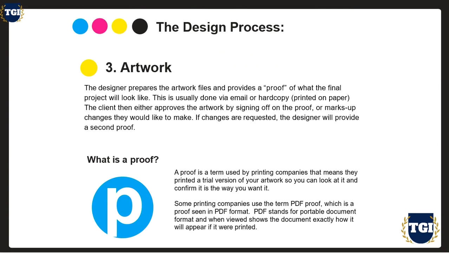Then the fourth is the artwork. The designer prepares the artwork file and provides a proof of what the final project will look like. All right. So this is usually done via email or hard copy, printed on paper. All right. So the client then either approves the artwork by signing off on the proof, or marks up changes they would like to make. So if changes are requested, the designer will provide a second proof.